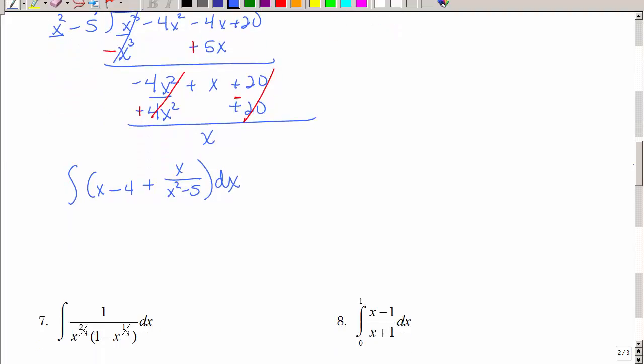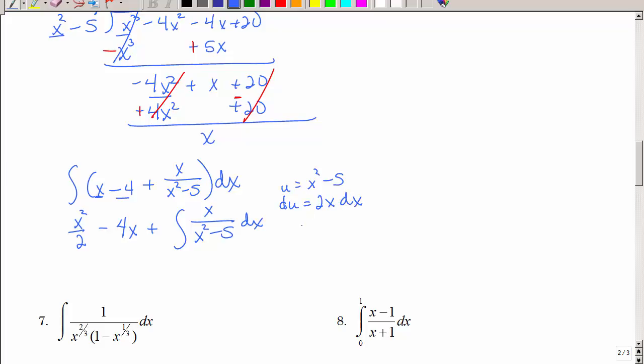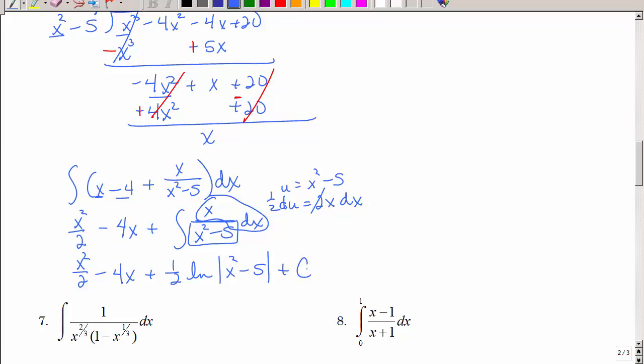So just like on the last example, we can separate that. So I'm going to integrate x, that's x squared over 2. Integrate negative 4, that's negative 4x. Now I have x over x squared minus 5. So if I let u equal to x squared minus 5, du would be 2x dx. So moving the 2 to the other side, hopefully you can see that that's a 1/2 du over u. So 1/2 times the natural log of u. Don't forget those absolute value signs.